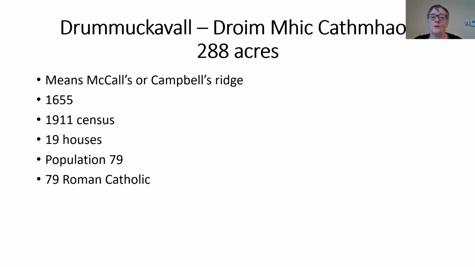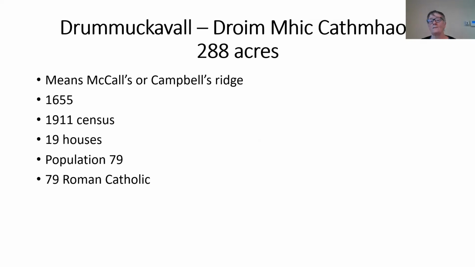Now, the townland of Drummuck of all is 288 acres. It means Campbell's Ridge, and was on the townland maps in 1655, with the 1911 census, 19 houses and a population of 79, and 79 Roman Catholic.